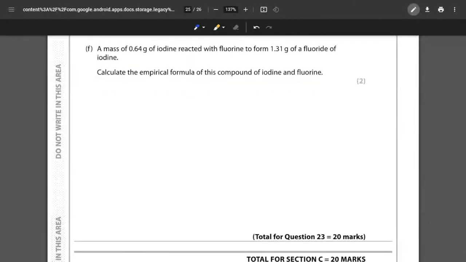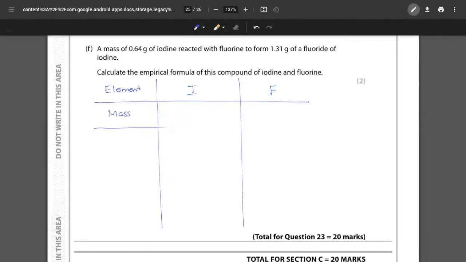And the last question here is an empirical formula. So this is definitely a callback to Unit 1, where we have got the mass of 0.64 grams of iodine reacting with the fluorine to form 1.31 grams of a fluoride of iodine. And we want to calculate the empirical formula. So the best way to do an empirical formula is to draw a table. So you're going to have I and F as your elements. You're going to have your masses, which we can take from the question.